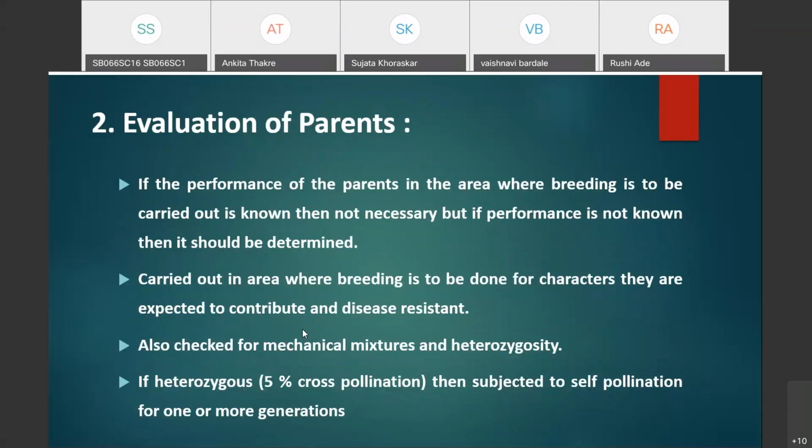If the performance of the parent in the area where the breeding is to be carried out is known, then the evaluation of the parent is not necessary. But if their performance is not known for that particular area, then the parents should be evaluated for the characters.